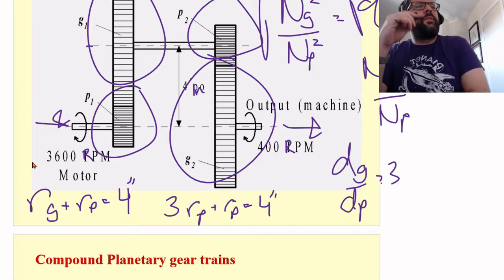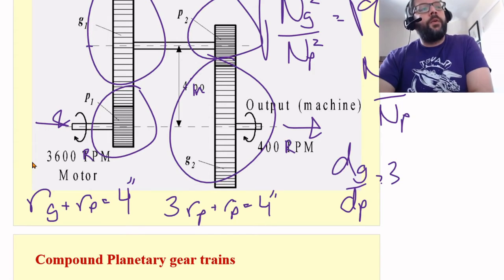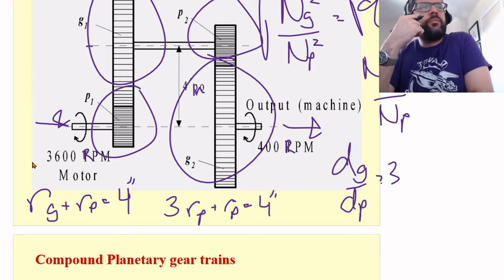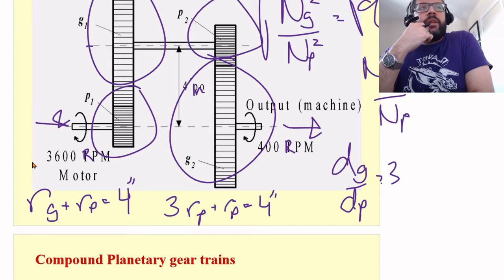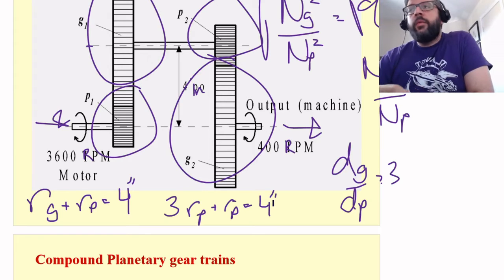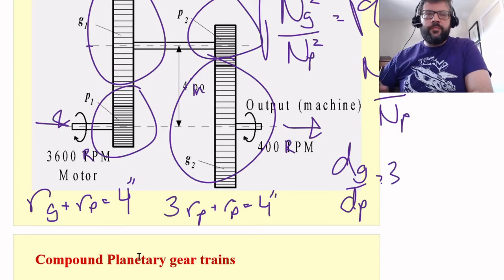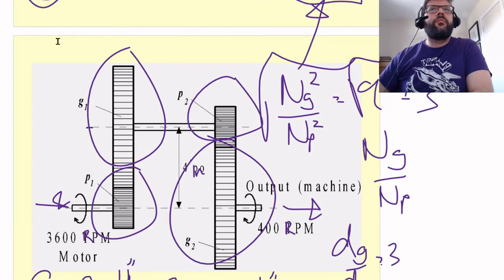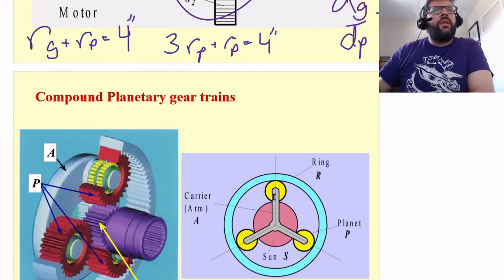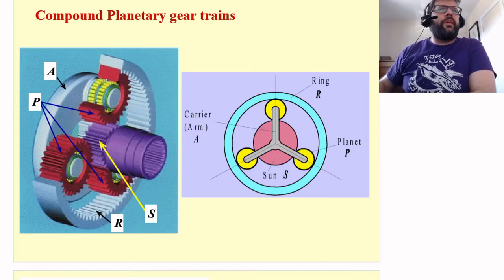So therefore the radius of our pinion needs to be 1 inch, and the radius of our gear needs to be 3 inches. So the diameter of our gear needs to be 6 inches. The diameter of our pinion needs to be 2 inches. So straight gear trains like that are fairly straightforward.